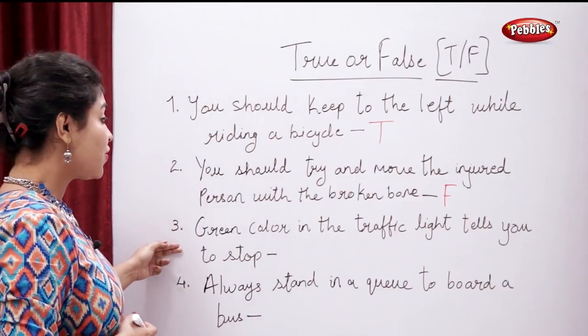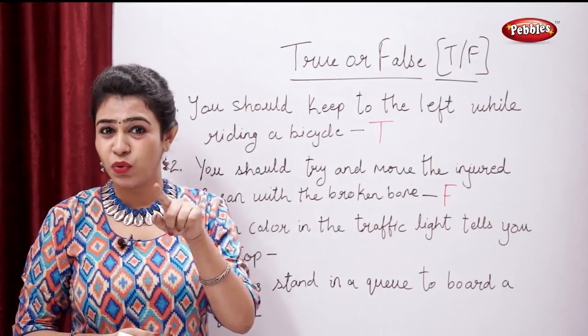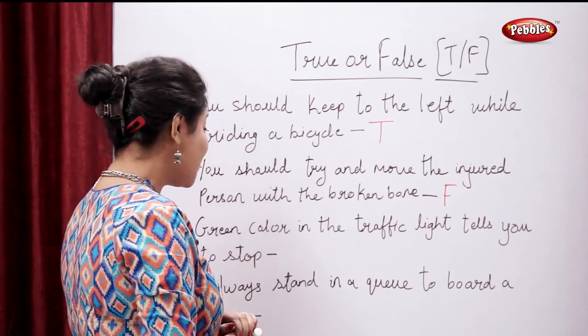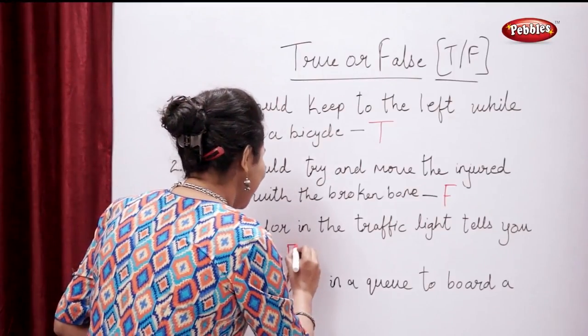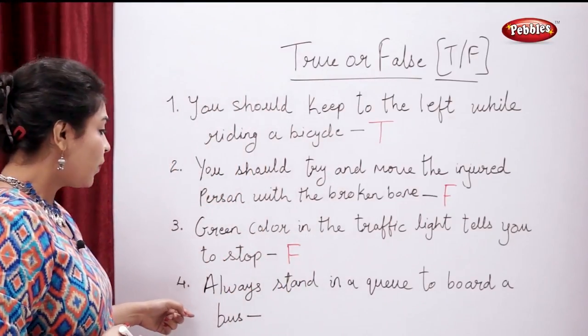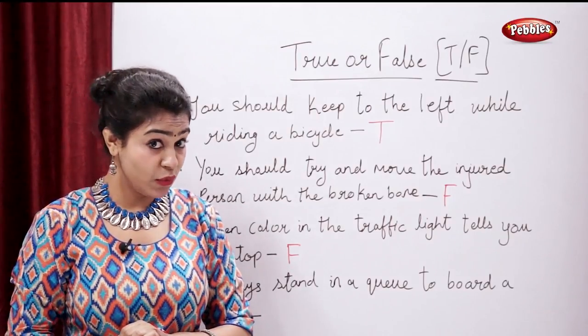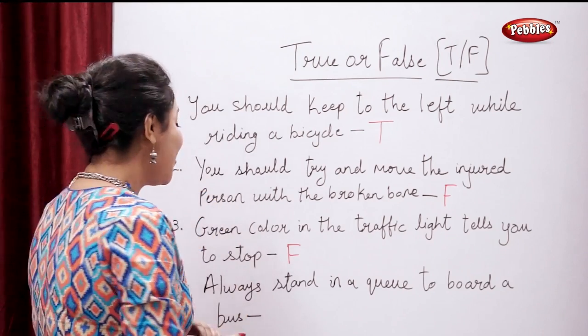Green color in the traffic light tells you to stop. True or false? False. Green color tells us to go. Always stand in a queue to board a bus. True or false? Yes, that's a true.